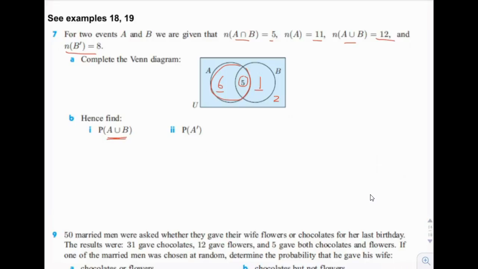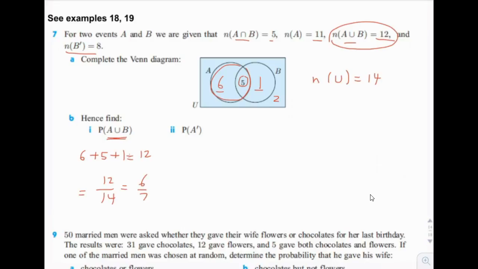So it would be A union B, so that would be 6 plus 5 plus 1, which would be 12. It would be the same as the number of elements in A union B divided by the number of elements in U, which happens to be 6 plus 5 plus 1 plus 2, which is 14, right? So it would be 12 divided by 14, which could be reduced to 6/7 or whatever.